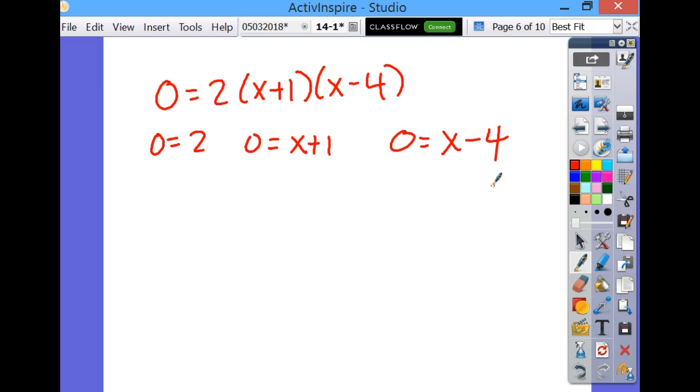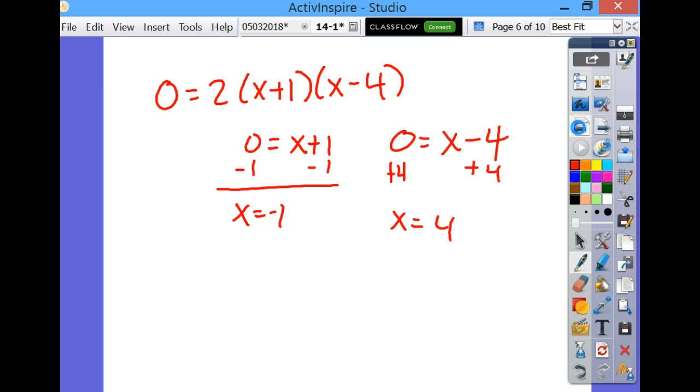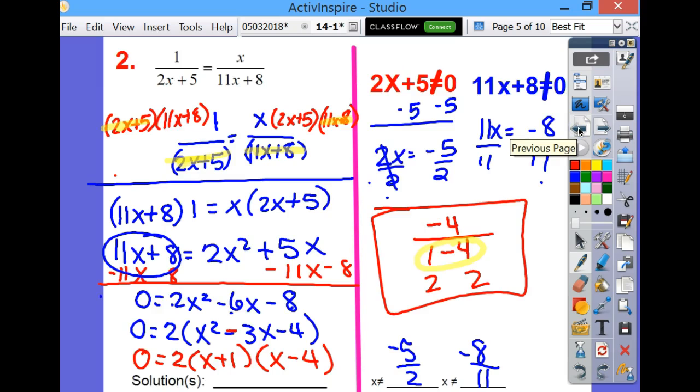Can 0 equal 2? Not in this universe. This does not give you any answers. 0 cannot equal 2. So you're going to solve these. X equals negative 1. Add 4. And so I'm about out of room. X equals negative 1. X equals 4.